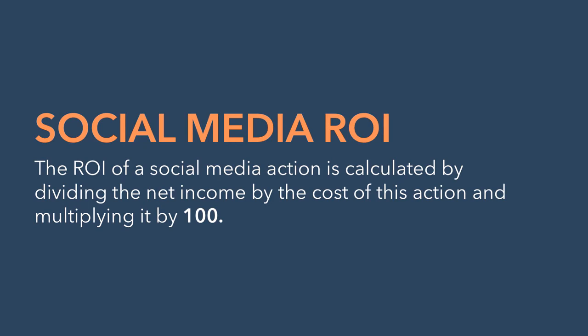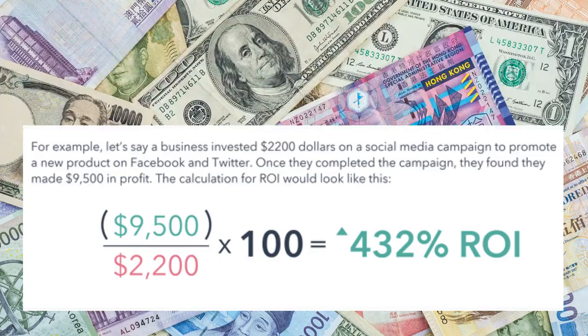The ROI of a social media action is calculated by dividing the net income by the cost of this action and multiplying it by 100. For example, let's say a business invested $2,200 on a social media campaign to promote a new product on Facebook and Twitter. Once they completed the campaign, they found they made $9,500 in profit. The calculation for ROI would look like this: $9,500 divided by $2,200 multiplied by 100. That's 432% ROI. How awesome is a number like that?